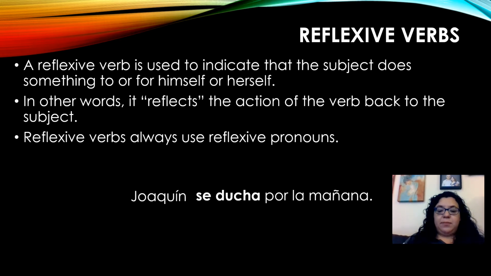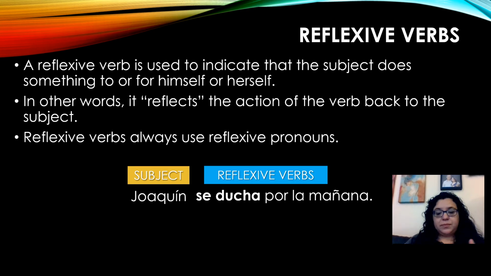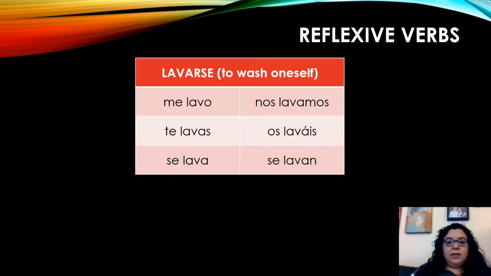Now here are some examples. Joaquín se ducha por la mañana. So Joaquín is our subject. Se ducha is a reflexive verb. Se ducha means takes a shower. And the person, Joaquín, is doing the action, but the action itself falls back into Joaquín because he's taking a shower himself. That's why it's called reflexive, because the action reflects back to the subject.